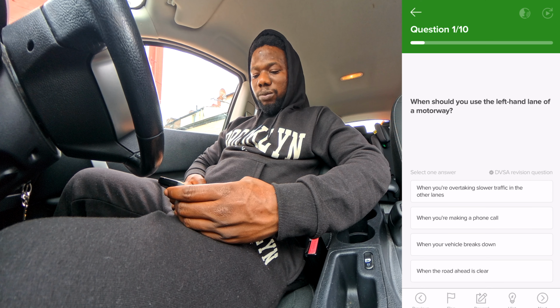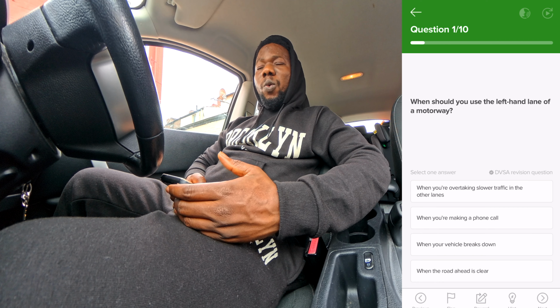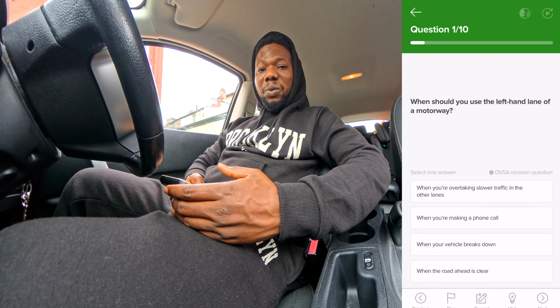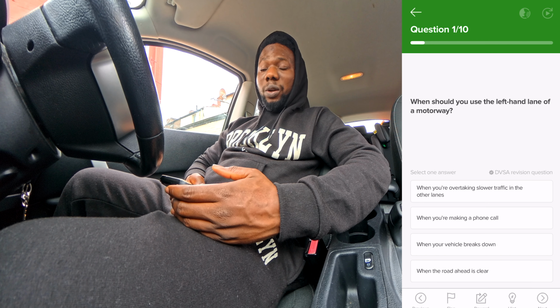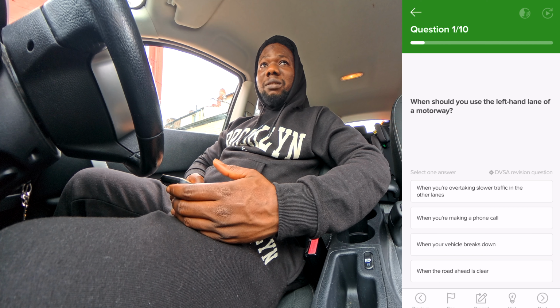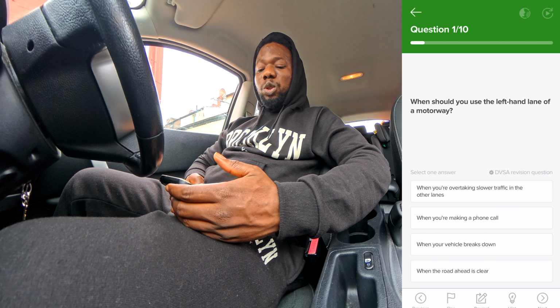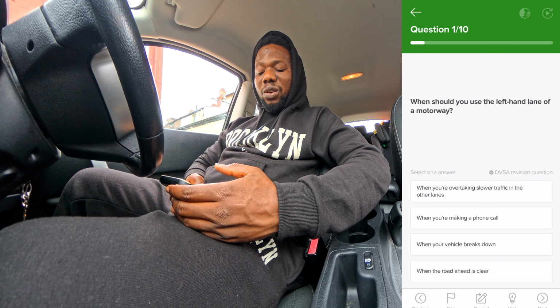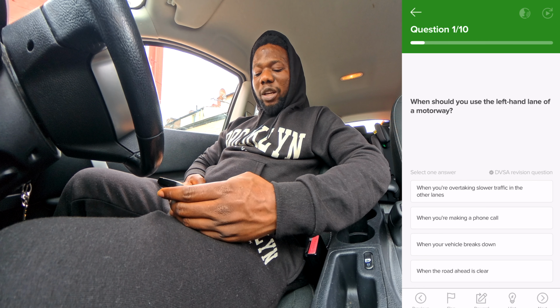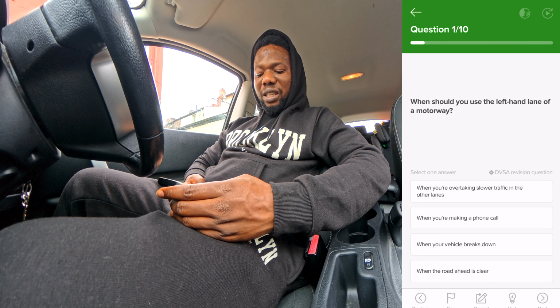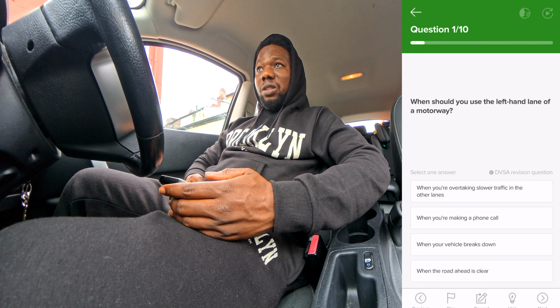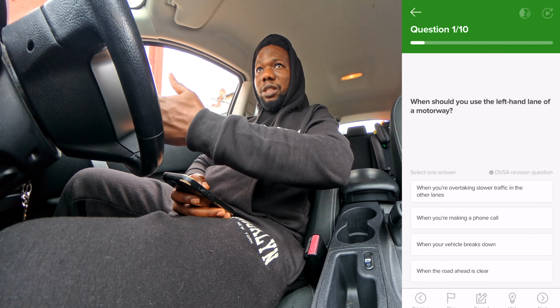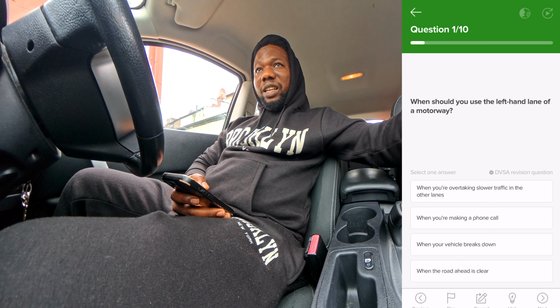Alright, so when should you use the left-hand lane of a motorway? One thing you need to understand about this is, if you are trying to memorize the questions and answers, it won't take you anywhere. You really need to think about the questions and put them in a real life situation. When should I stay on the left hand side of the motorway? So when overtaking slower traffic in the other lanes, that is because in the UK it is right hand steering, so you are supposed to be on the left hand lane.